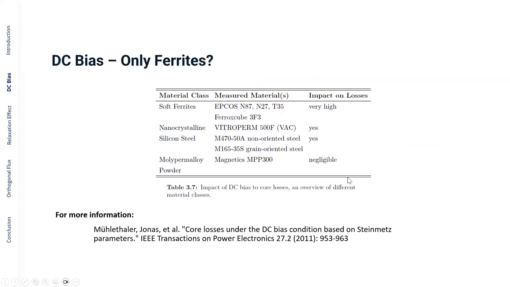So is this a problem we have only in ferrites? No, this happens in ferrites a lot. You have the impact on losses. We tested N87 and N27, so different types of materials, as you can see here. And the impact on losses is quite high. It's also the case in silicon steel or nanocrystalline materials, but in powder cores, for instance, we observe that this effect is negligible.